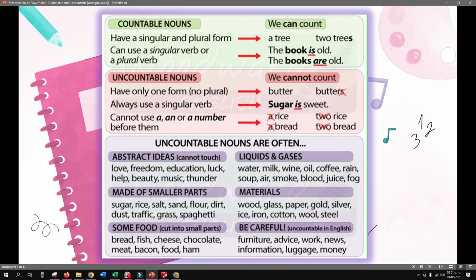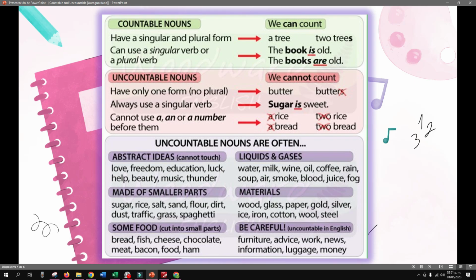Also, you cannot use "a" or a number before them. For example, a rice, a bread, two rice, two bread, right? You cannot use that because you cannot count them, right?